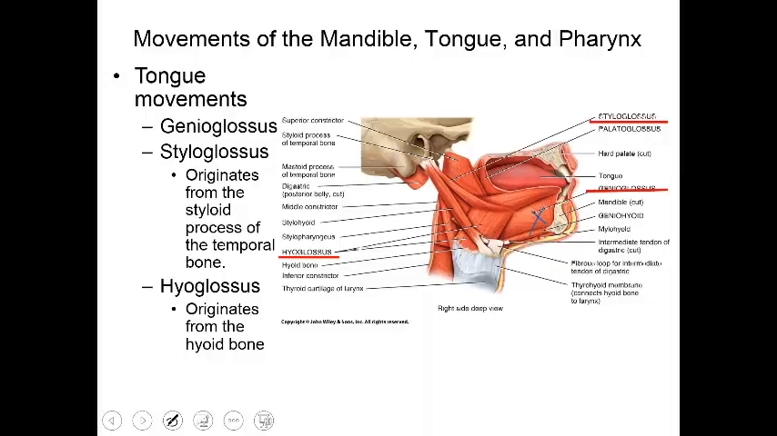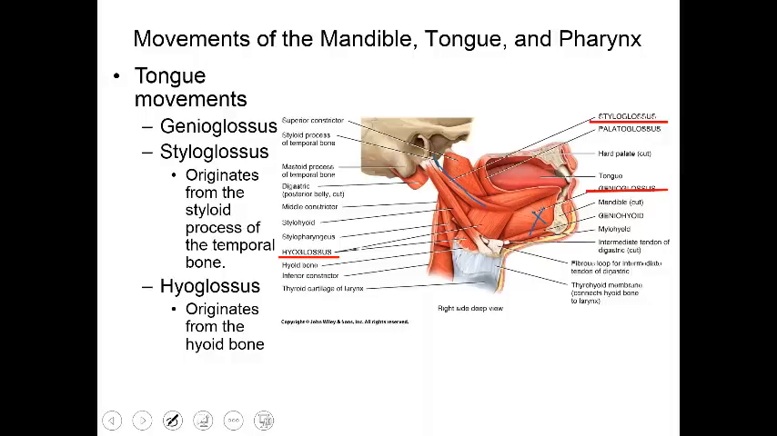Two, the styloglossus. Styloglossus, anything that's glossus, glosso refers to tongue. So glossitis is the inflammation of the tongue. So glosso refers to tongue. The next muscle, styloglossus, right here. The stylo comes from the styloid process of the temporal bone. So that right there is the styloglossus.